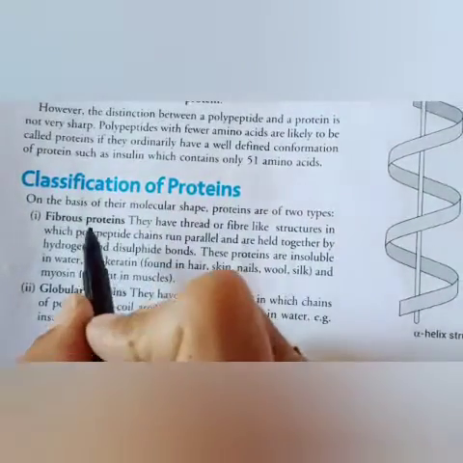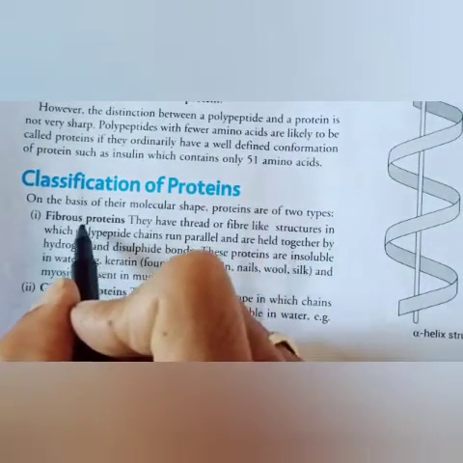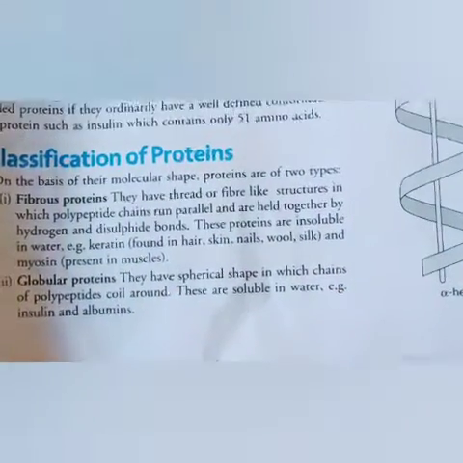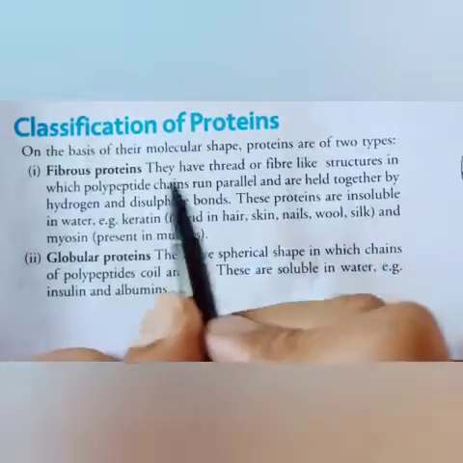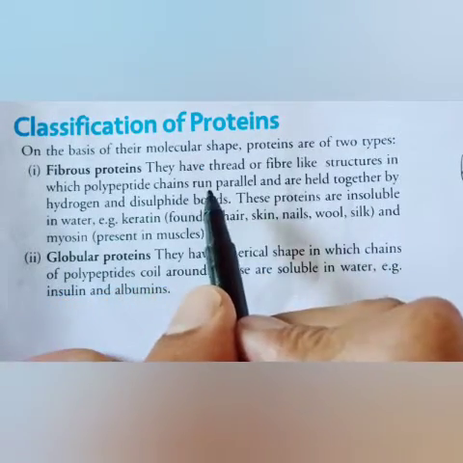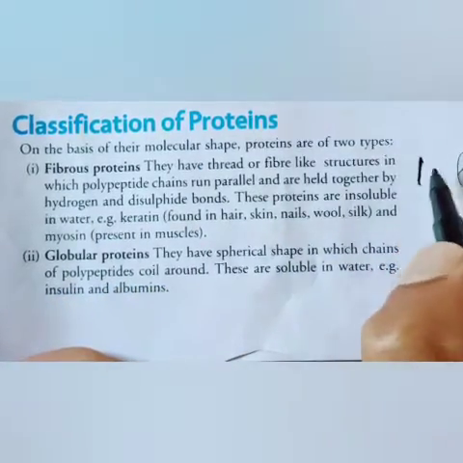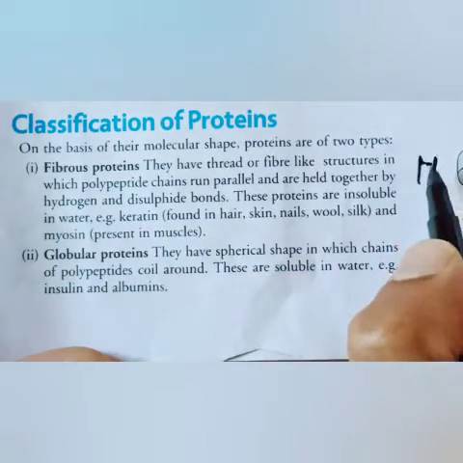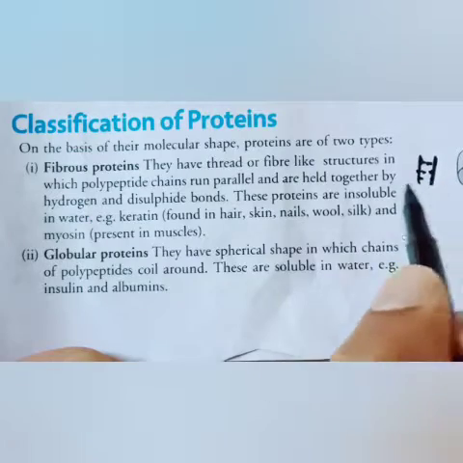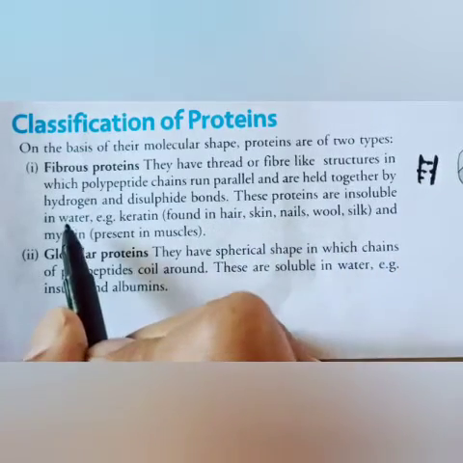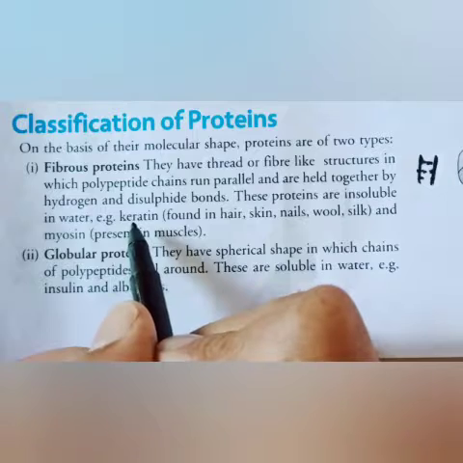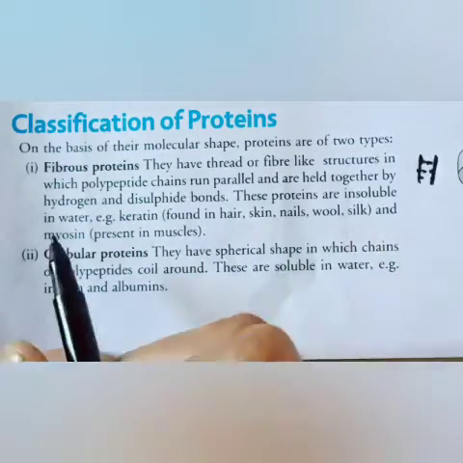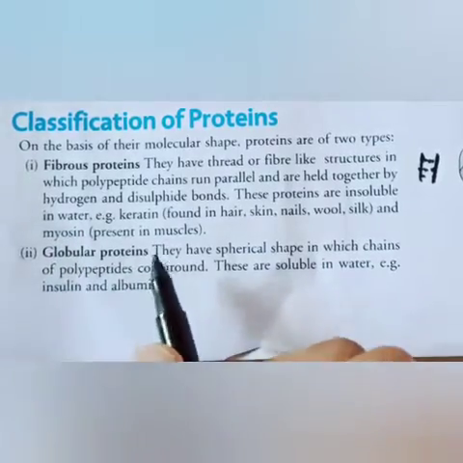So dear students, on the basis of molecular shape, the first type of protein is fibrous protein. They have a thread or fiber-like structure in which polypeptide chains run parallel, and are held together by hydrogen and disulfide bonds. These proteins are insoluble in water, not dissolved in water. Keratin is an example, which is found in hair, skin, nails, wool, silk, etc. And myosin, which is present in muscle.